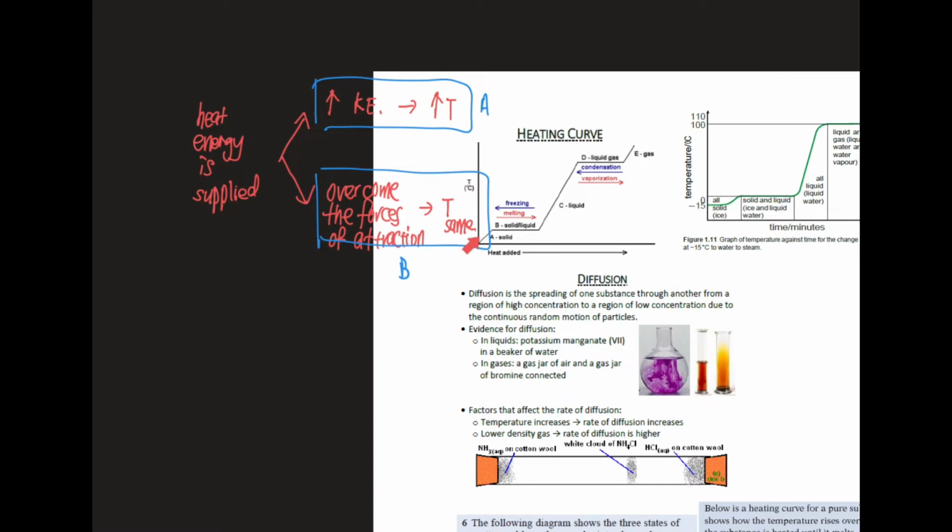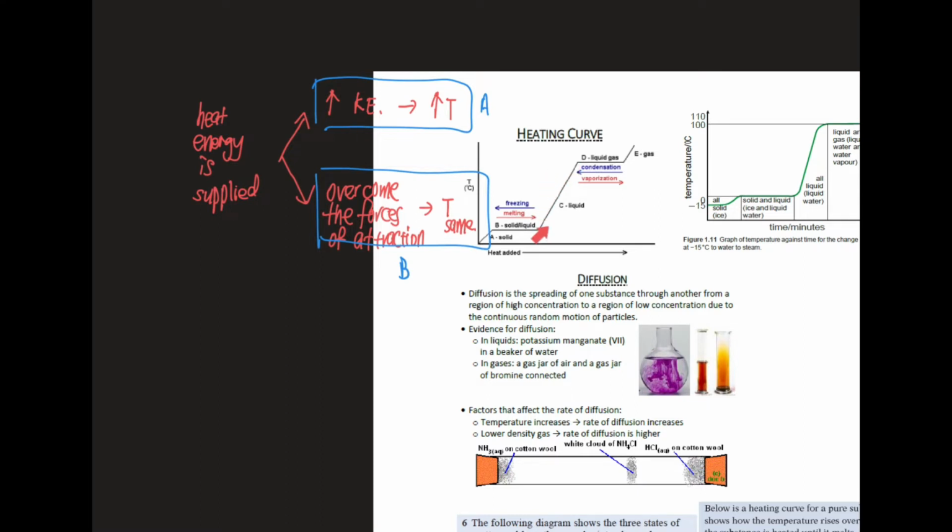Now let's look at the graph again. Let's say you heat up the ice, then the temperature increases. So what you should expect is A. You heat up the ice, and the particles increase in kinetic energy. Now the ice melts. So you should refer to B, because there is no change in temperature. Same temperature, so what happened to the heat energy? It is used to overcome the forces of attraction, until it finishes melting.